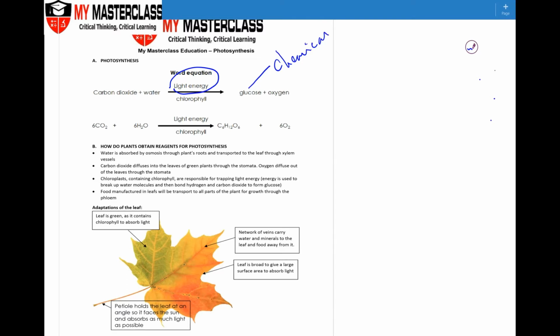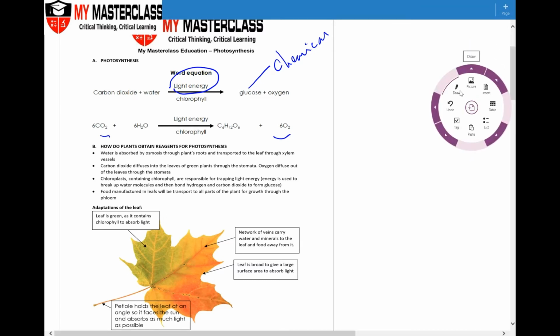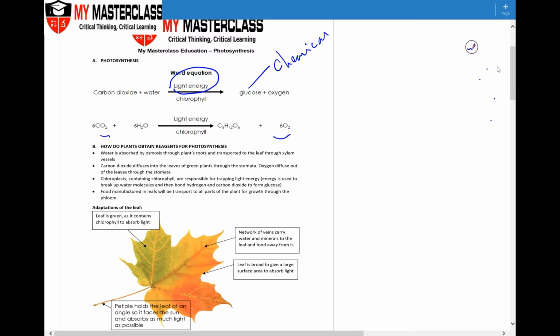Okay, so in terms of writing the word equation itself, we all know that plants will give out oxygen and they will require carbon dioxide and water. So carbon dioxide and water are taken in, and thereafter you will have the production of the glucose molecule. Glucose is a C6, so just add 6 in front of the remaining chemical components. So how do plants take in the carbon dioxide and water for photosynthesis?